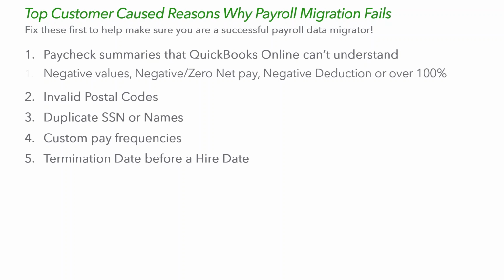Odd or unique custom pay frequencies that are not available in QBOP will also fail. And one of the final ones, which always kind of gets me, is please make sure that employees are hired before they are fired. If there's a termination date before a hire date, then it will fail. So please hire employees first, and then you can fire them.